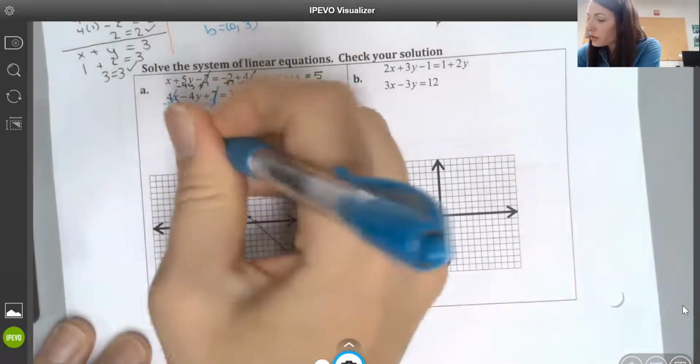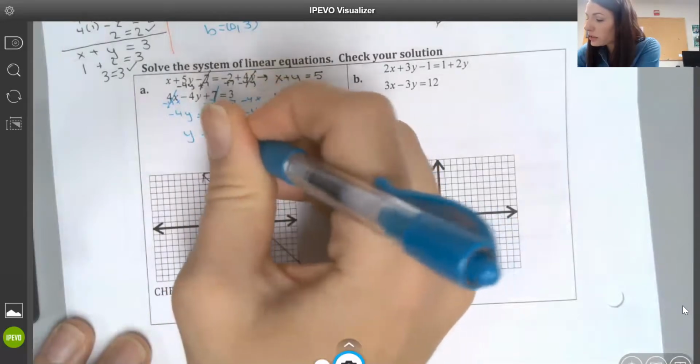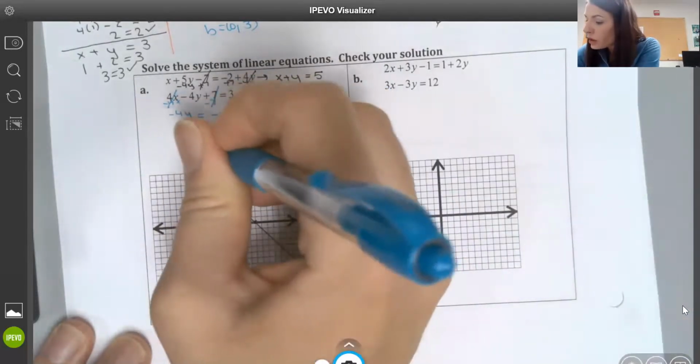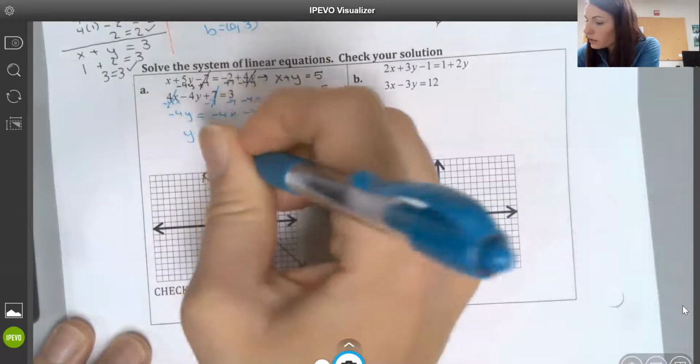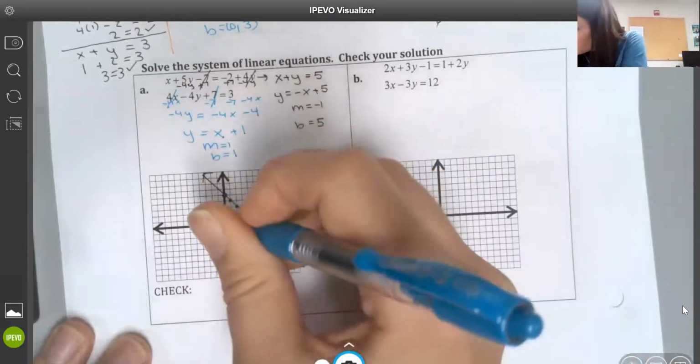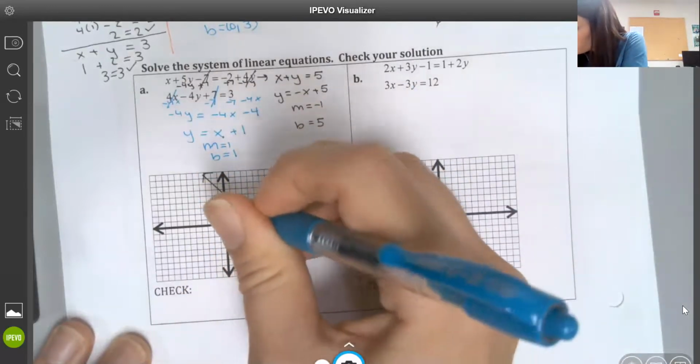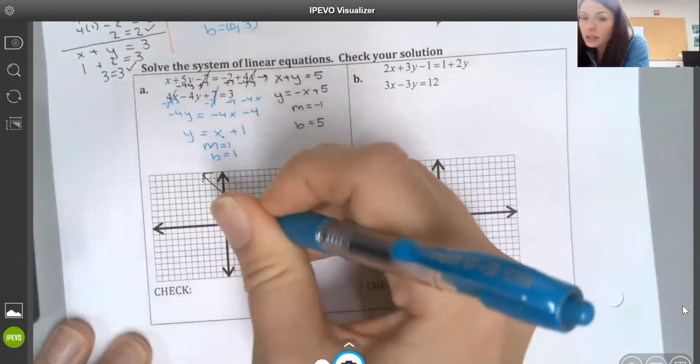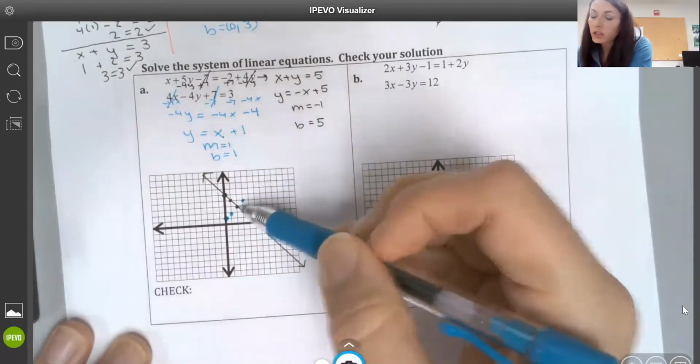So be careful with our signs here. That's going to give me positive 1x and positive 1, or a slope of 1 and a y-intercept of 1. So y-intercept of 1, slope of 1, and ding, ding, ding. You can see it right there. That's where they're going to intersect.